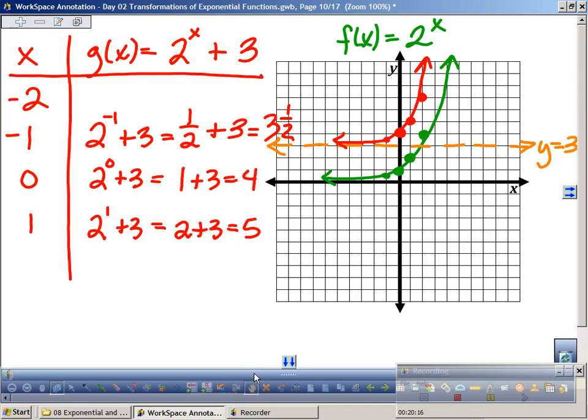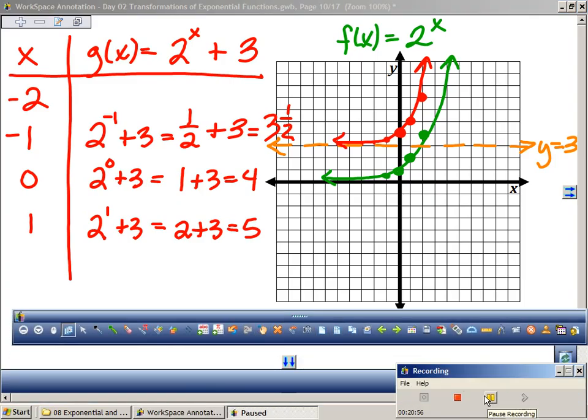That was the first transformation. Would we call this a vertical or a horizontal transformation? It's a vertical transformation. It's going up 3. What do you think if this says negative 3? What do you think it's going to do? It's going to go down 3, right? So let's find our horizontal translation and see what happens with it. So I'm going to pass that out right now.